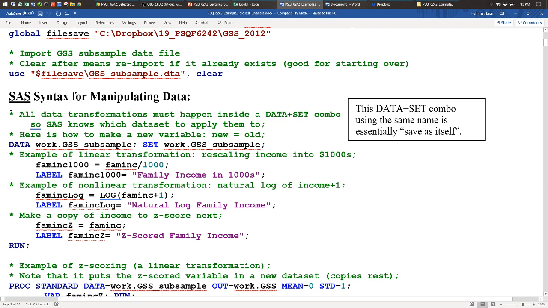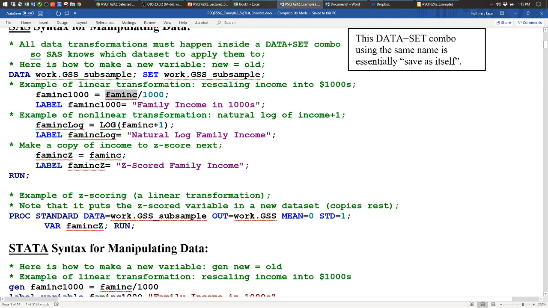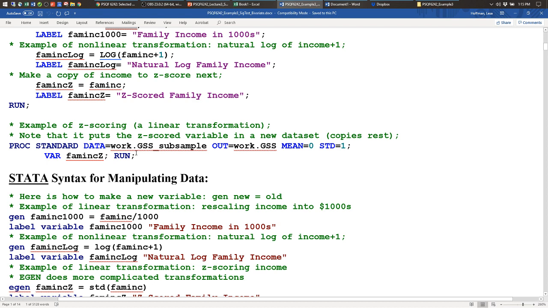So, showing you what linear and nonlinear transformations do, just sort of a pedagogical thing here. We're dealing with the quantitative variable family income. I took the original variable, which is called fam inc, and divided it by 1,000 to rescale it. So that's a linear transformation. I also created a logged version as a nonlinear transformation, and I made a z-scored version. So I made a copy of it and then ran proc standard.